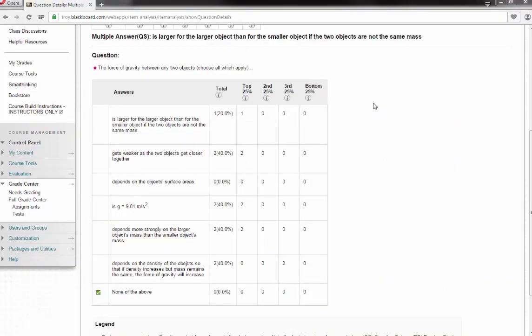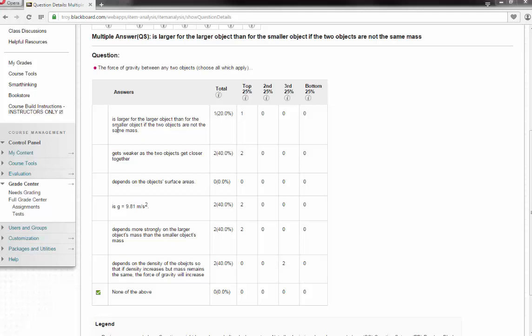All right, so the first question that a lot of people missed, and in fact that everybody who attempted it, the quarter of the class that attempted it, missed, is this multiple choice, multiple answer question that I wrote, which basically says the force of gravity between any two objects is which of the following. So let's look at our options. Option 1 says it's larger for the larger object than for the smaller object if the two objects are not the same mass.